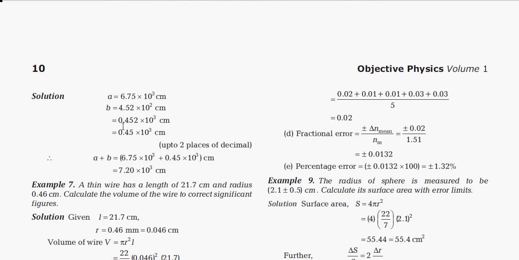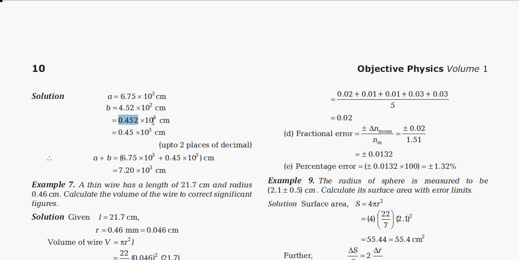Here is the first term, which is 6.75 times 10 to the power 3. This is the second term, 4.5 times 10 to the power 2. Finally we need to add these. For that, we will make this 10 to the power 2 into 10 to the power 3, because the addition will become easy. The first term is 10 to the power 3, so we will make the second term 10 to the power 3 as well. So 4.5 can be written as 0.452, and this will become 10 to the power 3. So the addition will become easy.